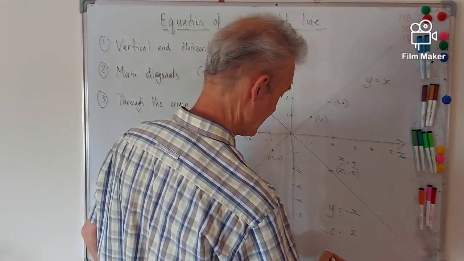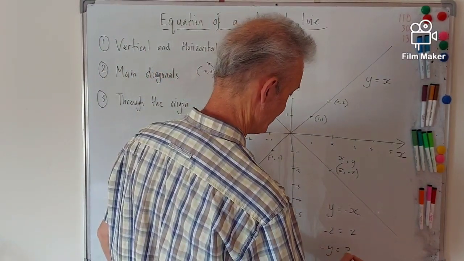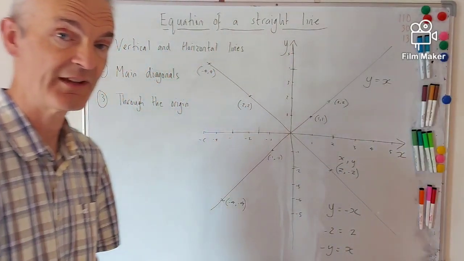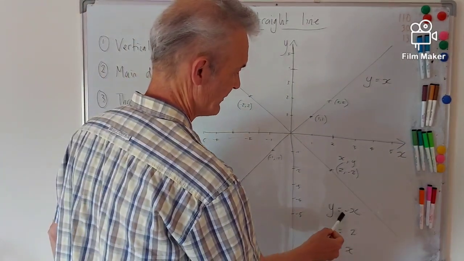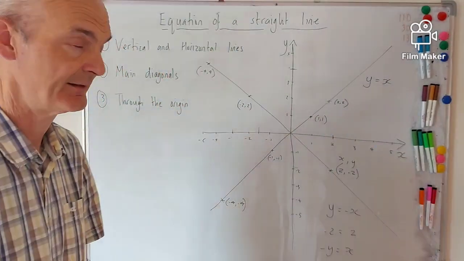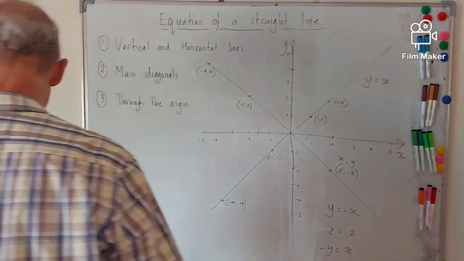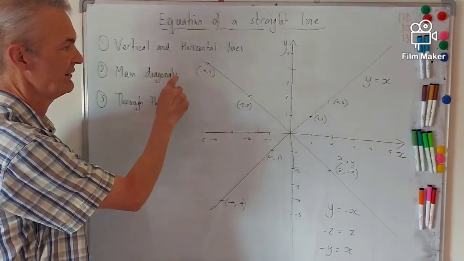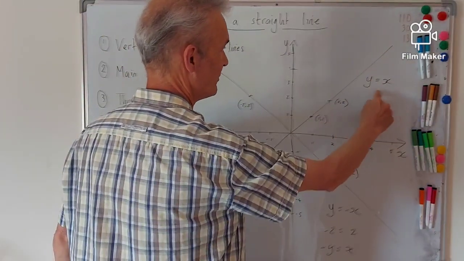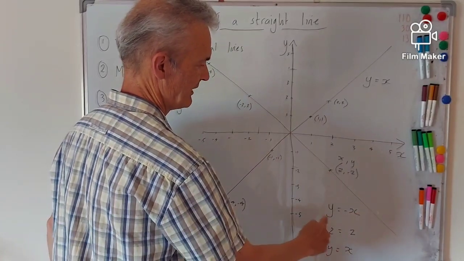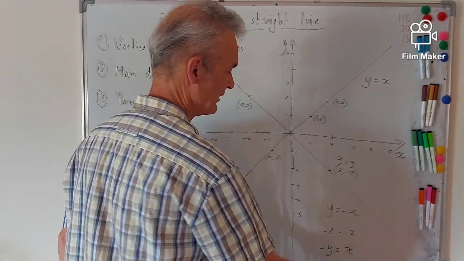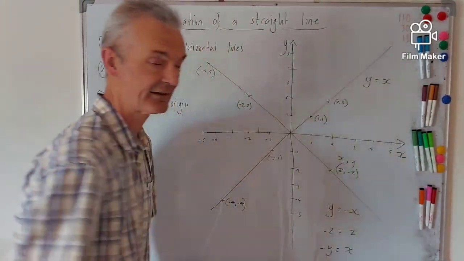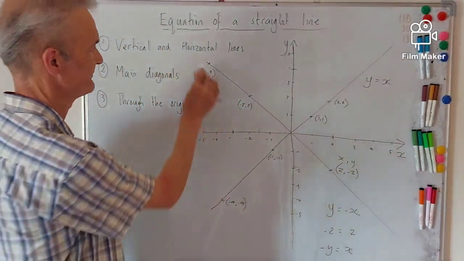So here we would have, if you like, -y equals x, which is pretty much the same thing. So that's okay. But we refer to it as the y equals -x line. So that's what you get with the main diagonals. That one there, y equals x. This one here, y equals -x, or you could do -y equals x. Both okay.